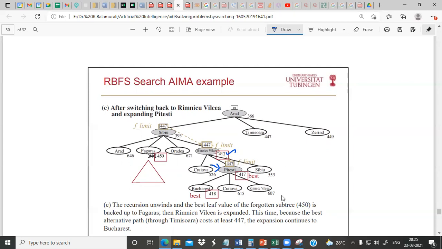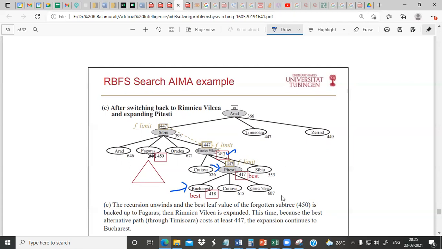Now Bucharest, what is the cost? 418. Is this lesser than the f limit? Yes, it is lesser than the f limit. As it is less than f limit, now we can expand. But before expanding, it checks whether it's a goal state or not. Yes, it's a goal state, so the algorithm stops.